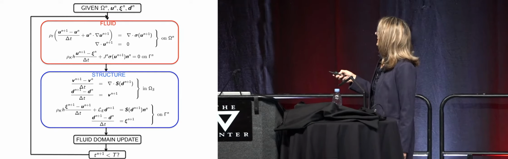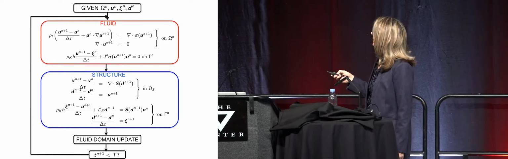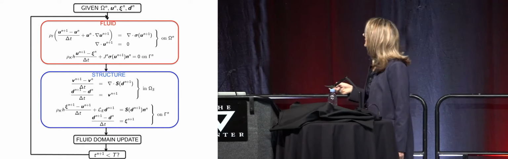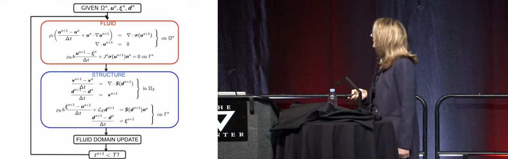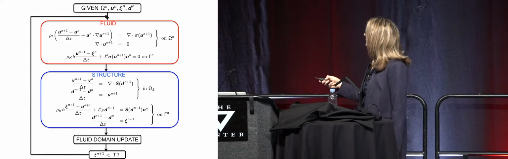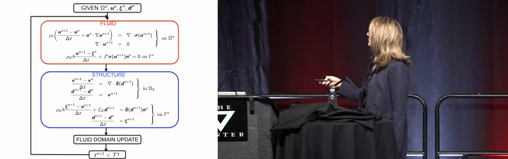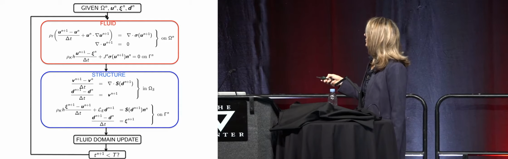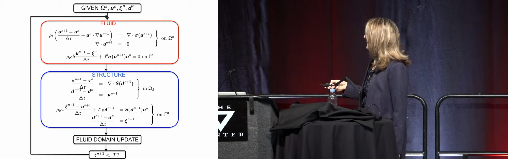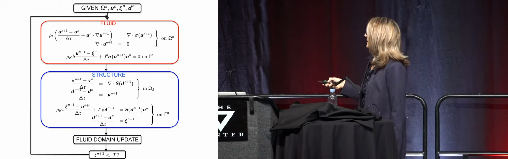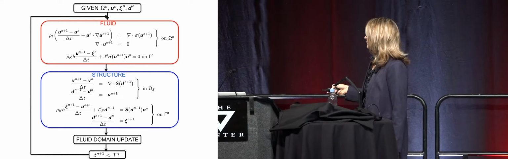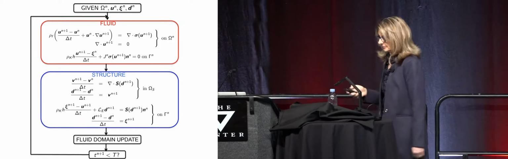Given a fluid domain, a fluid velocity, structure velocity, and thick structure displacement, this is interface velocity, I am going to solve my fluid subproblem with that Robin type of boundary condition. Then I will use a solution of this as my initial data for the thick structure subproblem with the boundary condition that I just showed you. I will then update my structure location and obtain my new fluid domain and then repeat.